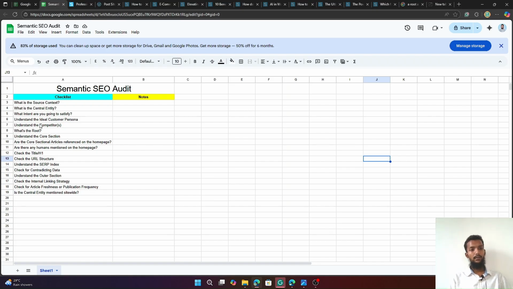Next on the list is what intent you are going to satisfy. This is basically the combination of your source context and central entity, what you are serving and how you are helping your potential customers. So they are helping business owners who need web design and other marketing services, and that is clear on their website. That's a good sign.